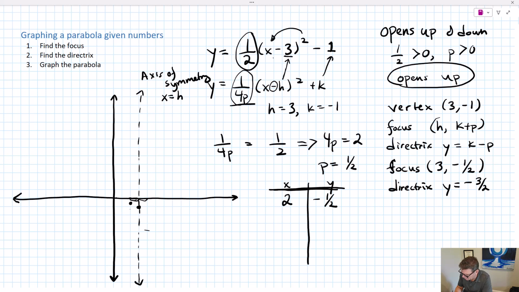So now that I have the one point, (2, -1/2), I can draw another point directly across from it on the other side, and then just connect the dots, giving me a very rough shape for what my parabola is going to look like. And there we go, that's a picture of my parabola. So all I really need to do is draw the vertex, find one point, and then draw another point directly across from it, and that gives me a rough graph of my parabola.